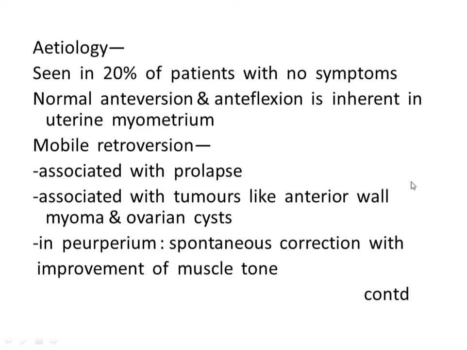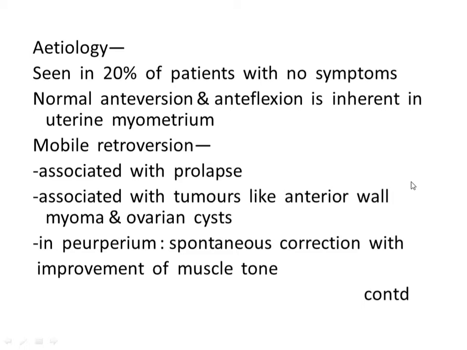Why is the uterus normally anteverted and anteflexed? Because it's inherent in the nature of the uterine myometrium, the direction of the muscle fibers, the arrangement of the muscles, whatever it is. It is normal, it is inherent, and also the position of the ligaments, fascia, etc. Because of all these multiple factors, the uterus is anteverted and anteflexed.